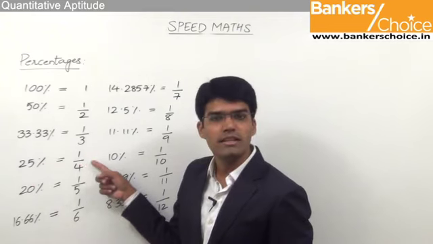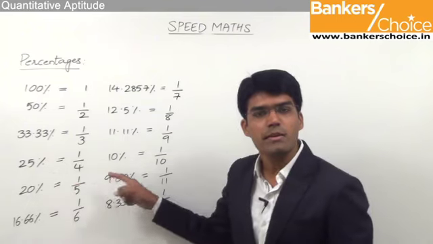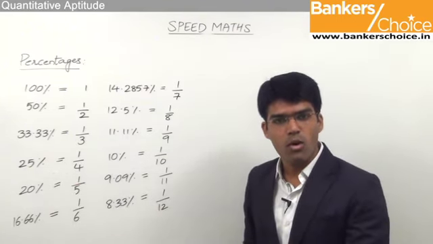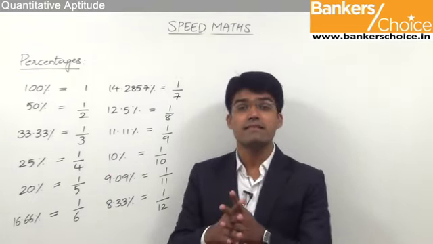And 1 by 4 into 3 is 3 by 4. So very clearly, 75% will be equivalent to 3 by 4. So from now onwards, 75% is not 75% for us. It is 3 by 4.